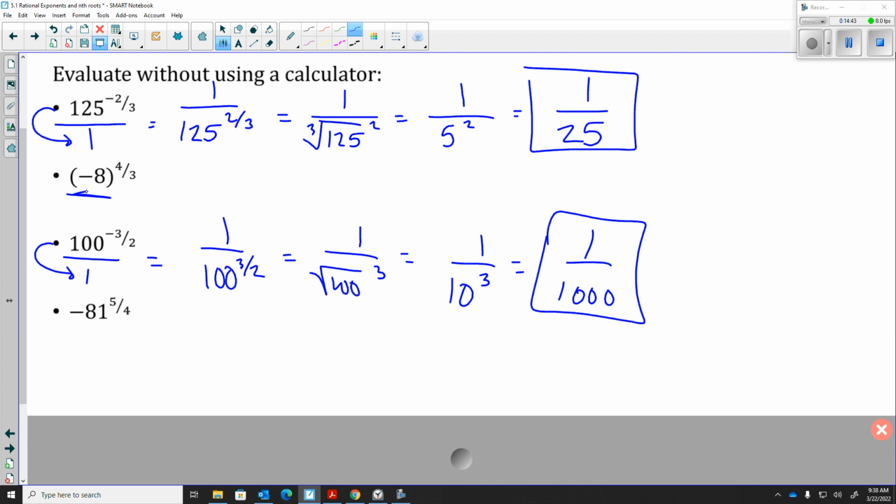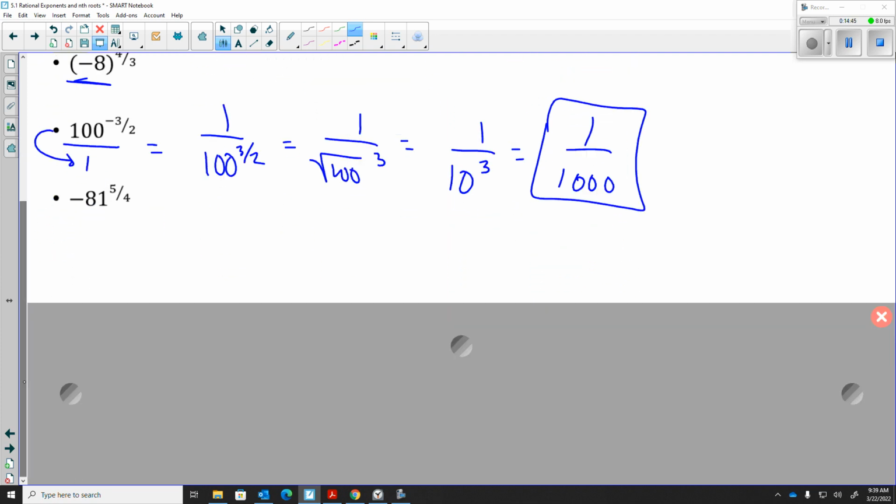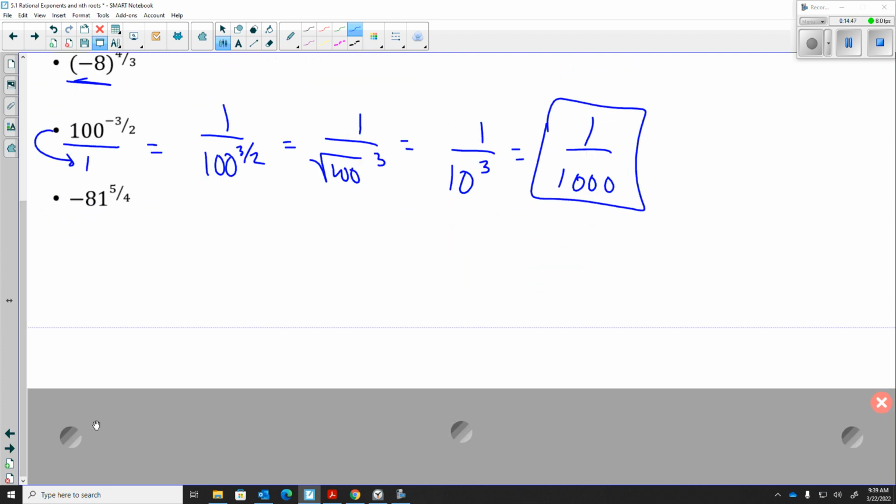Let's talk about this one because it's a little wacky. You don't have to flip it. No, because the exponent's not negative, right? So I can just bring it over. It's the 4th root of negative 81 to the 5th power. Yikes.